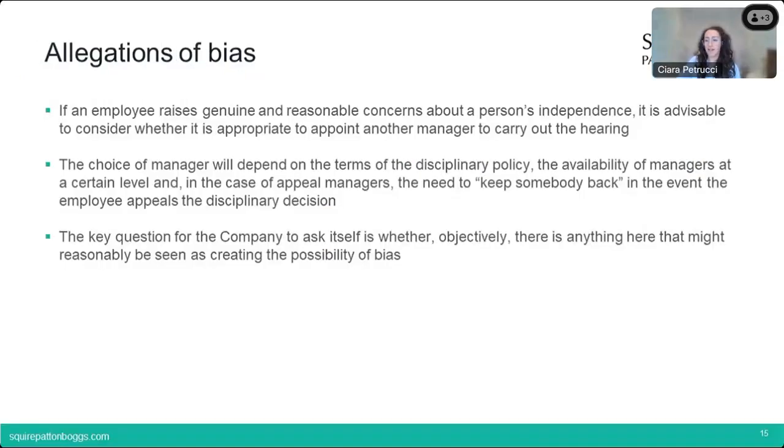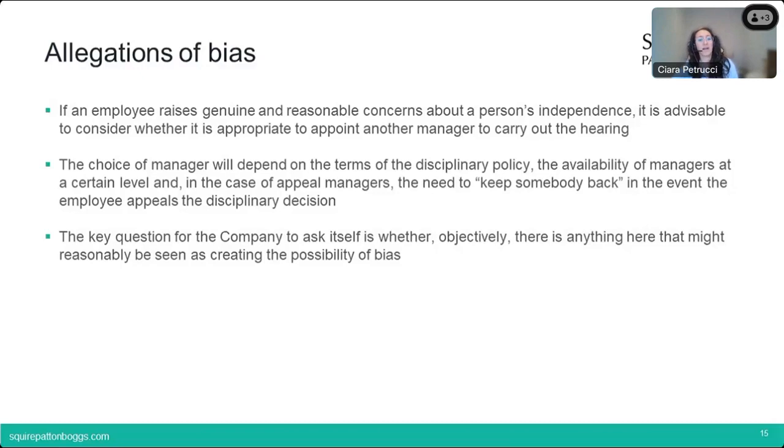So next slide is allegations of bias. I think we have had a question on that about whether a manager can hold, can a manager who witnessed the conduct... Basically, can an employee's manager conduct the disciplinary or the investigation? And they can, but obviously this is a nice introduction to this slide, because if there are allegations of bias, then we need to think about those.